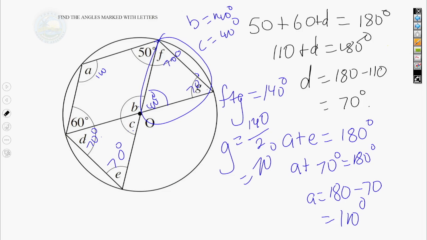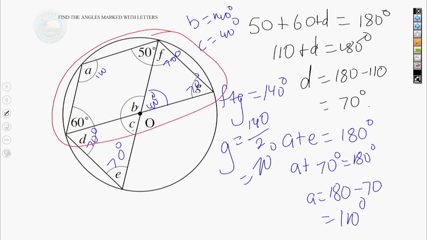Is there a different way we could have done that? But of course. And let me just show you one. What is this? That's a cyclic quadrilateral, which means that the opposite sides are supplementary. So since this is 110, 110 plus how much will be equal to 180? 110 plus 70.